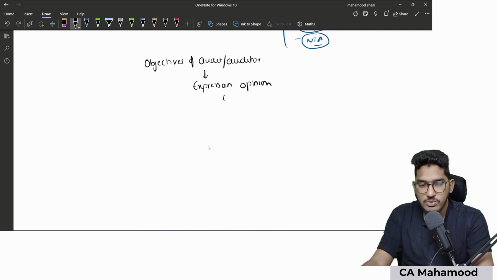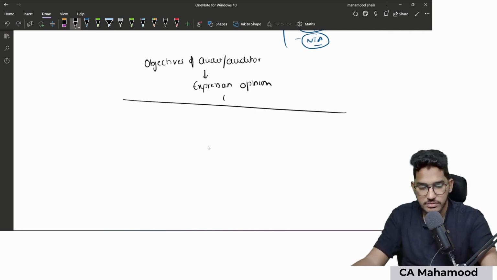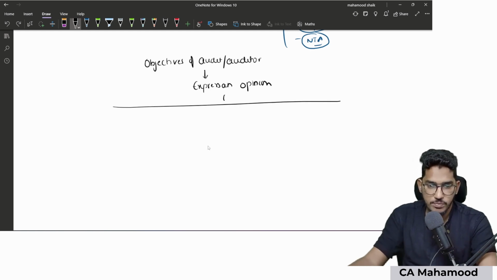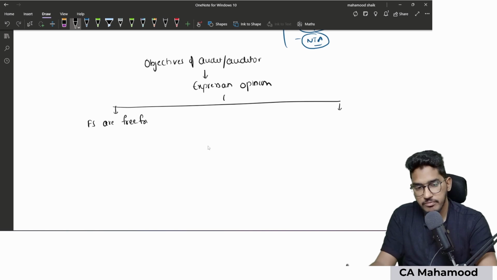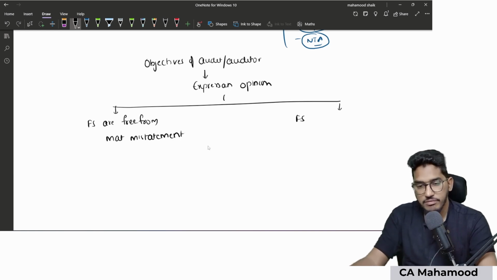And this opinion has to be expressed regarding two matters. Number one, whether financial statements are free from material misstatements. Number two, whether financial statements are prepared as per applicable financial reporting framework.